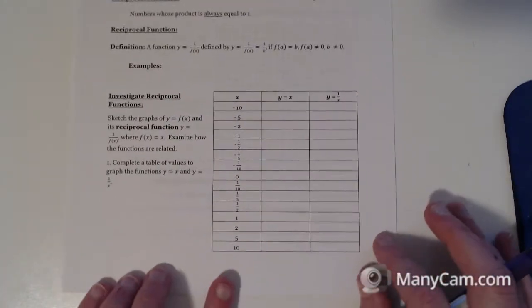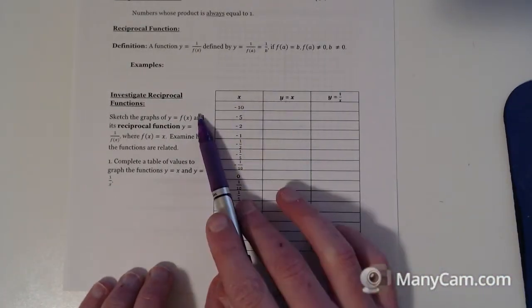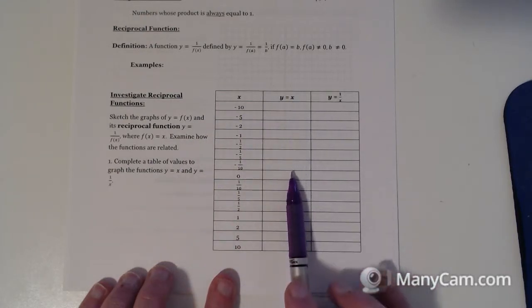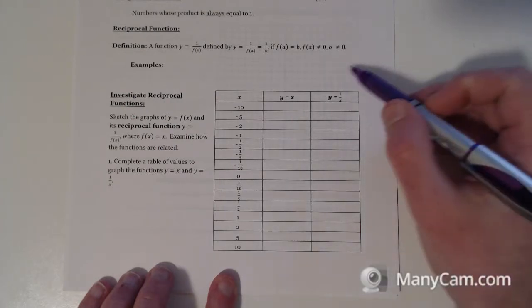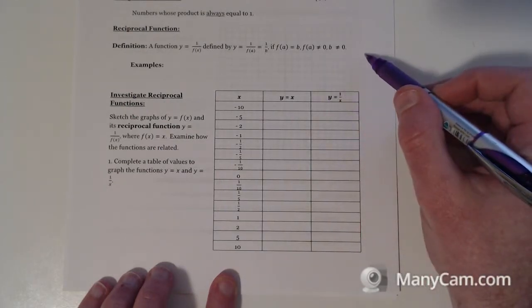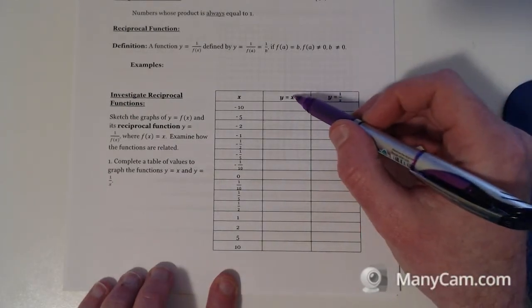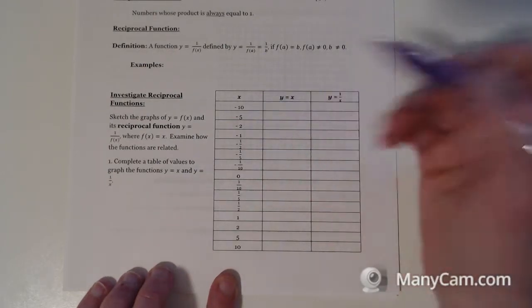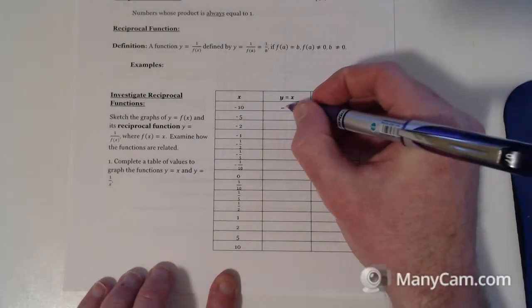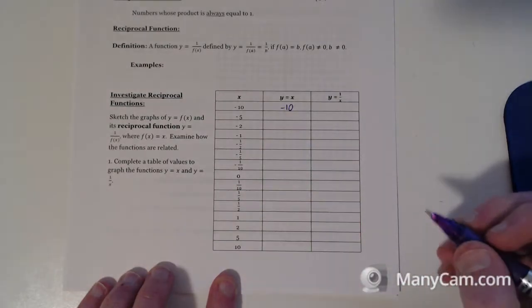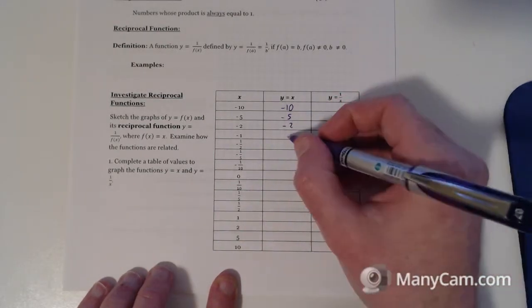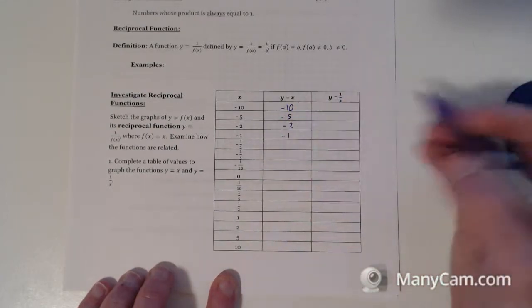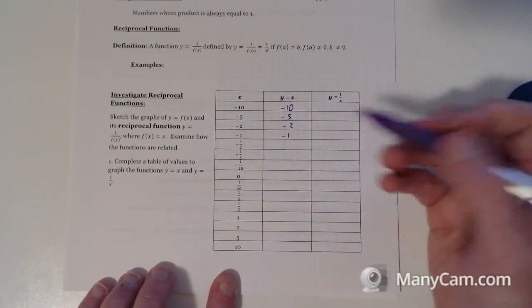So let's take the first example, and this is an investigation. So first, let's start with just the line, and everybody knows the line y equals x. That's our 45-degree line, where every x value is the same as every y value. So if x is -10, y should be -10. At -5, it's -5. -2, it's -2. It's literally the exact same. Y is the same as x.